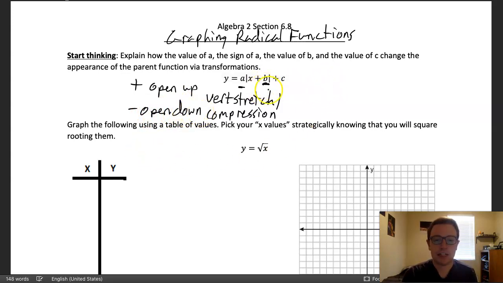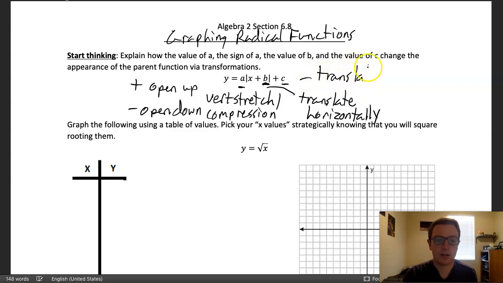Now our b value, the value inside of our absolute value, the one closest to x, this moves us horizontally. So translate, just the fancy way of saying moves, horizontally. And then c moves us vertically, or it moves us up and down. The value closer to x moves us left to right.